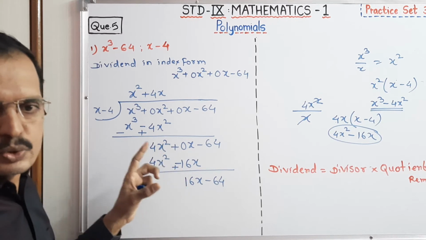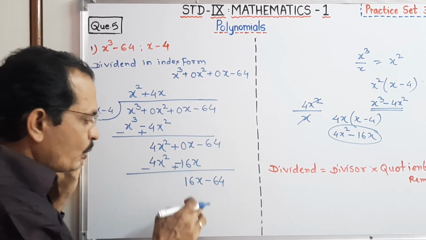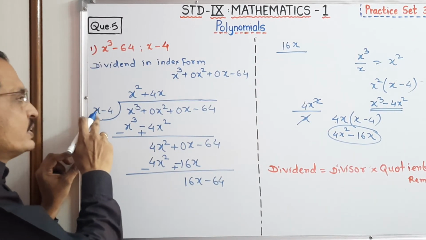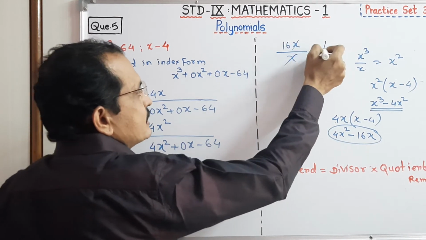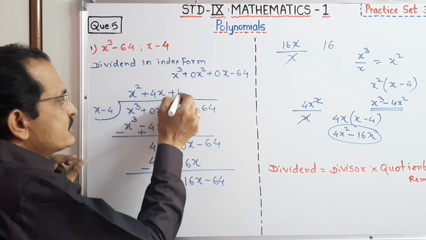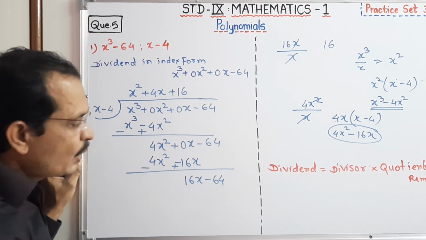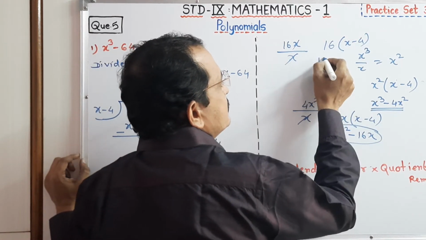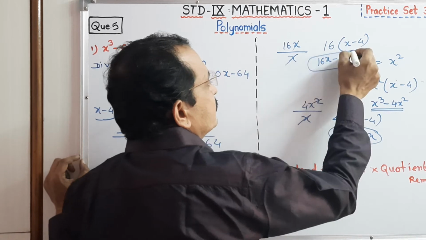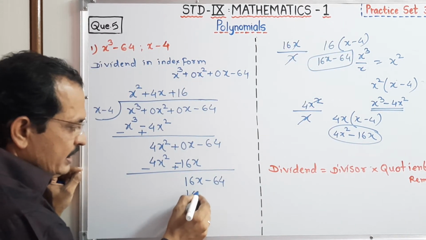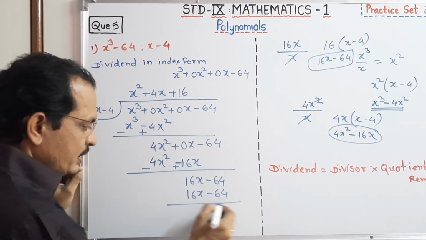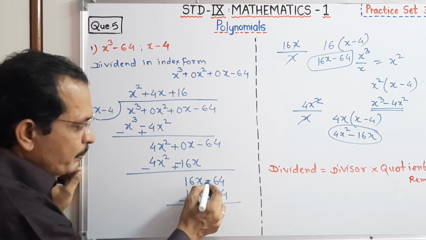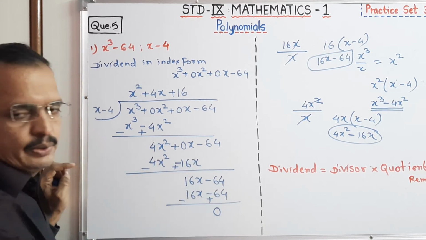I think everyone understood this. Very simple, very interesting. Now we have to take this 16x and divide it with the first term, that is x. The x gets cancelled, it is 16, and that plus 16 we write here. Now multiply this 16 with x minus 4: 16x minus 64. Here it is minus, here it is plus. 16x minus 16x is 0. Minus 64 plus 64 is 0.